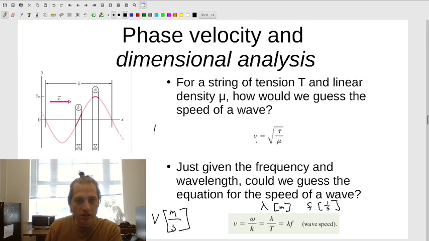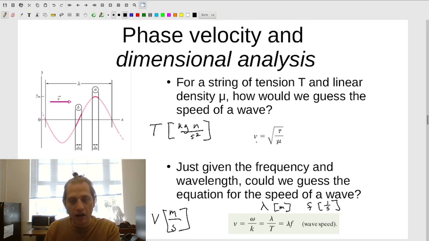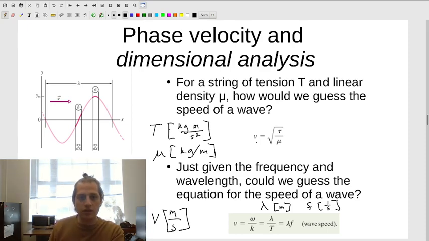Well, tension is in newtons, so a newton is a kilogram times a meter per second squared. Linear density is how many kilograms you have per meter of rope, so mu is in kilograms per meter. So if you wanted to build a theory of how fast the phase velocity is going to go on that rope, you need to have something that has units of meters per second. That doesn't have kilograms, so it's pretty sensible. You want to keep the seconds in the denominator.